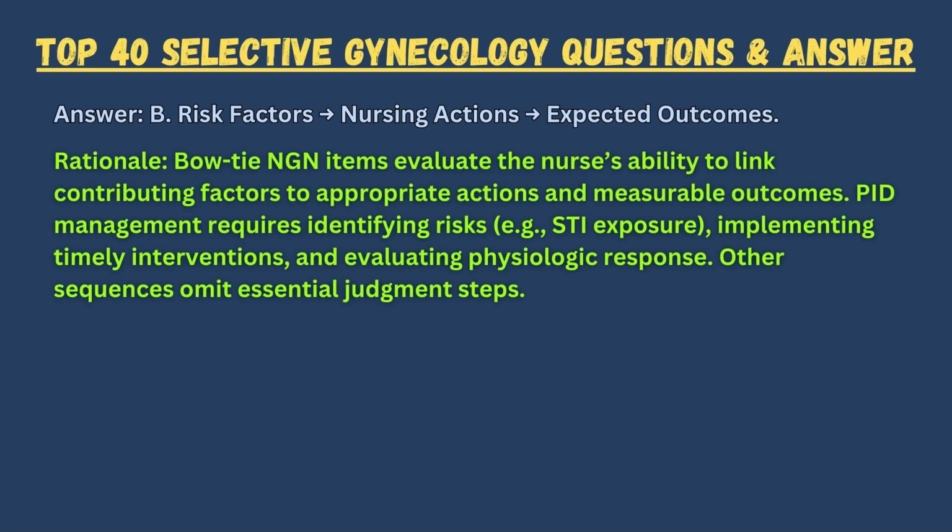Rationale: Bowtie NGN items evaluate the nurse's ability to link contributing factors to appropriate actions and measurable outcomes. PID management requires identifying risks, e.g., STI exposure, implementing timely interventions, and evaluating physiologic response. Other sequences omit essential judgment steps.